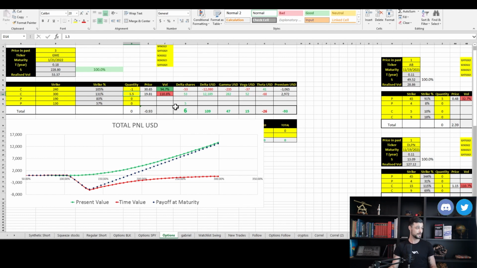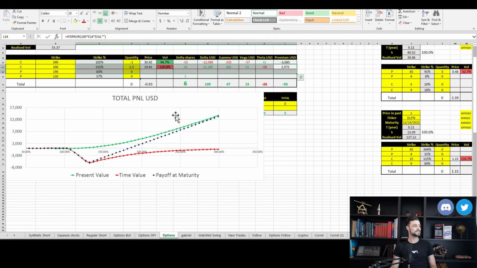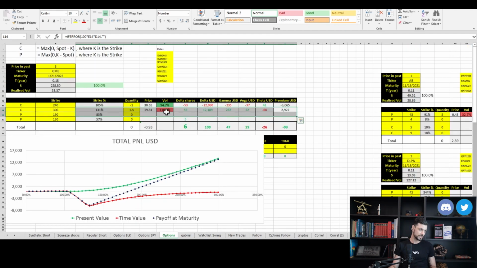Okay, should we do it? First, you check the volatility. You can see that the volatility is 50 points higher on the 300 strike. So you pay a higher premium to get this option. First thing, so it's not good in terms of volatility. 15 points is not small, it's quite a lot. So for this first reason, it's better not to do it.